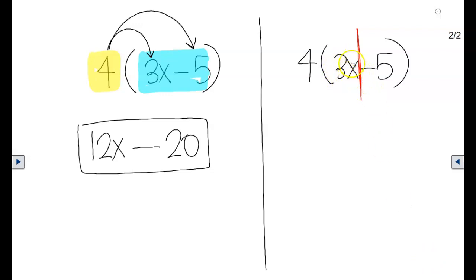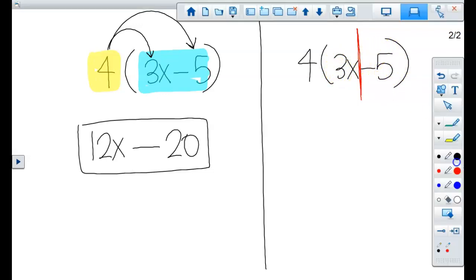3x is the first member. Now notice this, negative 5 is the second member, and the reason I'm saying negative 5 is because there's a minus in front of that 5. That makes him negative. So I'm going to start seeing him as a negative 5. So my group members are 3x and then negative 5.